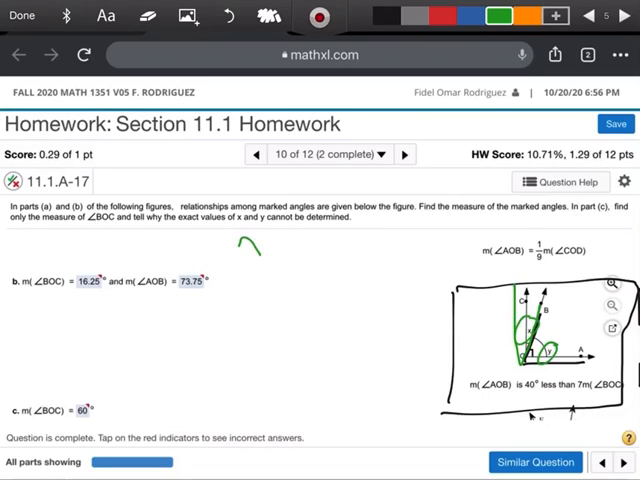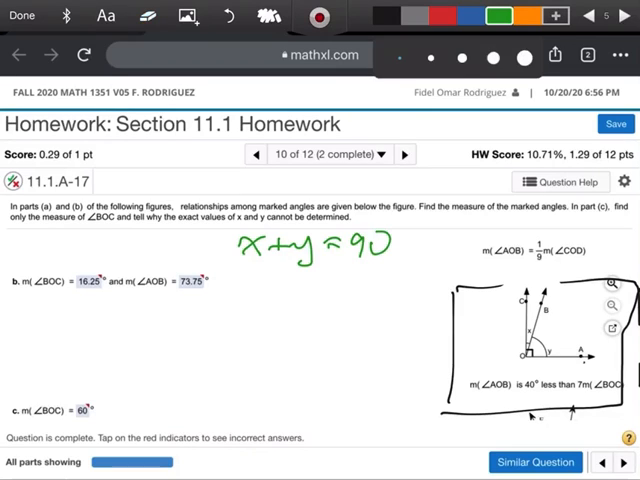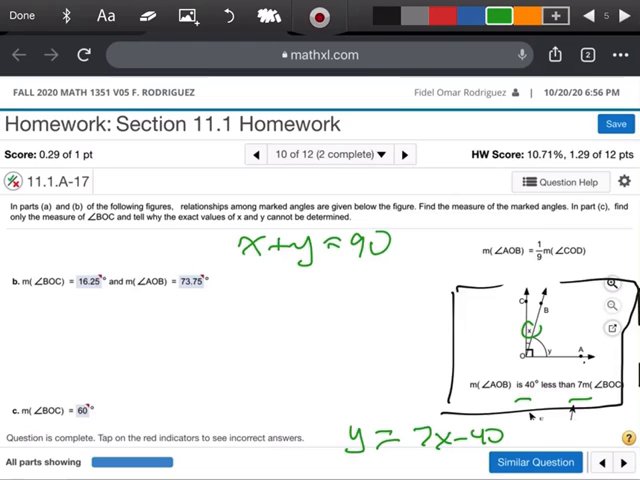So again, first thing I know, if I add them together, we're going to get 90 degrees. That's the first thing we know because we have a right angle here, okay? The other thing we know is that angle Y, because that's AOB, is 40 degrees less than 7 times angle X. So Y is going to be 40 degrees less than 7X, right? Because this one here is X.